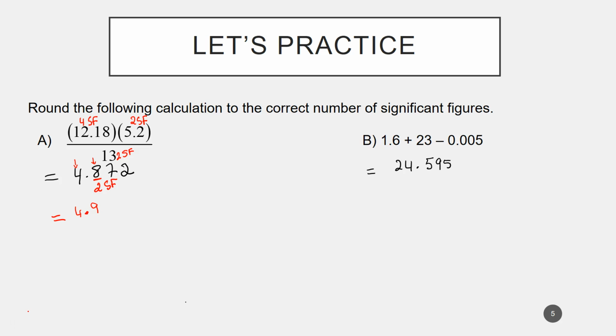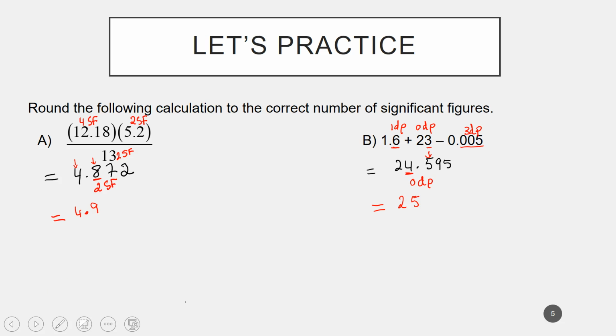Since this is addition and subtraction, this is going to follow the decimal places. Here I have one decimal place. Here I have no decimal places, so 0 decimal places. And here I have 3 decimal places. Therefore, my number should be reported with 0 decimal places, and I would have to round it to the number before the decimal place. And again, this is going to round up because I have a 5. So then it would be reported as 25.